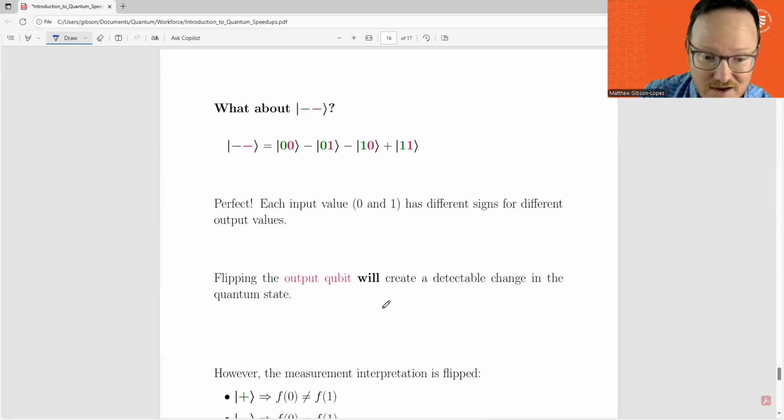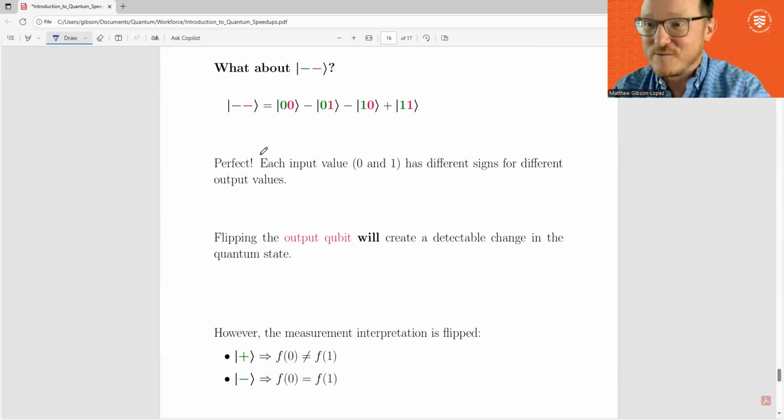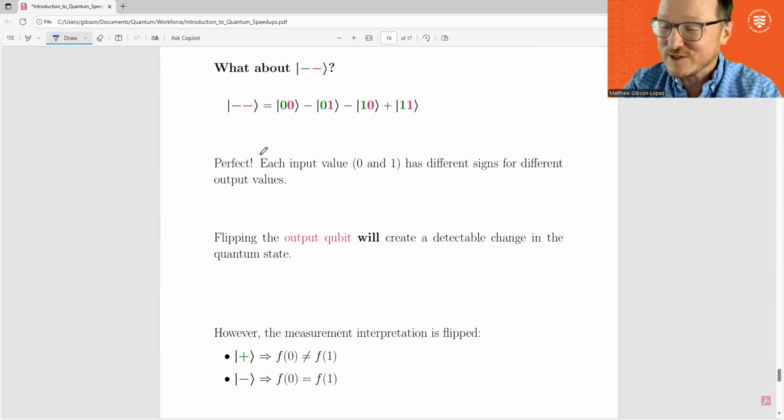So that's good. However, the final way that we take our measurement result and interpret it as to whether or not the functions have the same answer is reversed.